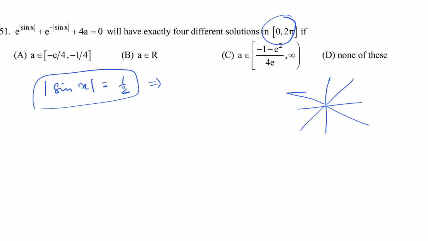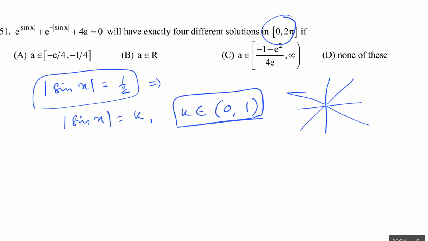So it is the same thing for any number such that mod sin x is equal to k, where k is in the open interval 0 to 1. Therefore, I want you to observe that with k lying here, this has four distinct solutions, means e power mod sin x is equal to e power k, or some constant. This has four solutions obviously.